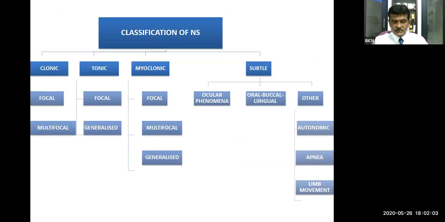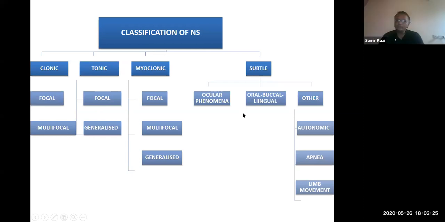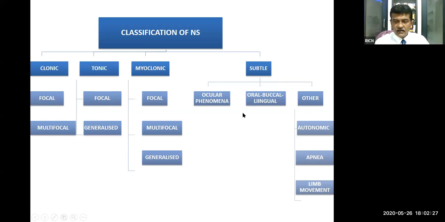So this is the seizure classification. We should know which kind of seizures we do get. So it is clonic, which can be focal or multifocal. Tonic could be focal or generalized. Myoclonic can be generalized, multifocal, or even focal basically. Subtle seizures are like ocular phenomena, orobuccal lingual movement, others like apnea, autonomic changes, and only limb movement.